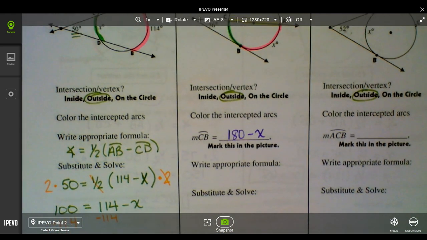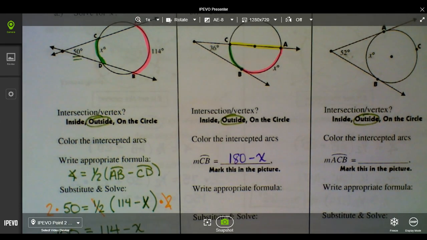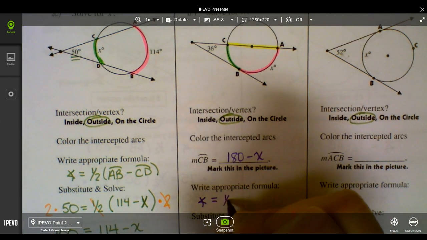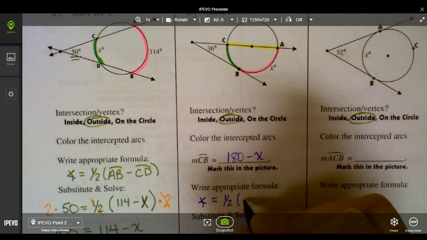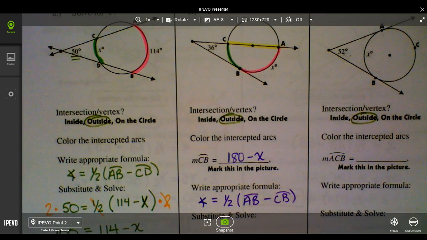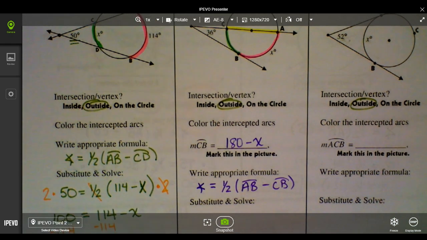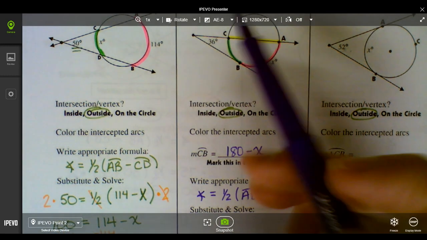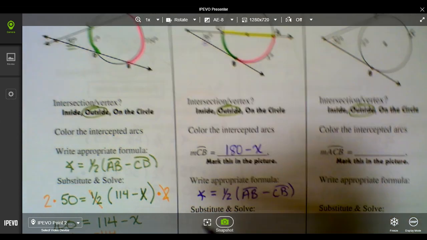All right, so again, write the formula. This should be the easy part because it hasn't really changed. So the angle is going to equal 1/2. The bigger arc is AB. The smaller arc is CB. All right, but now we have to substitute this stuff in. So this is where it gets kind of weird. All right, so we have the angle. So the angle is that 36 degrees over here.